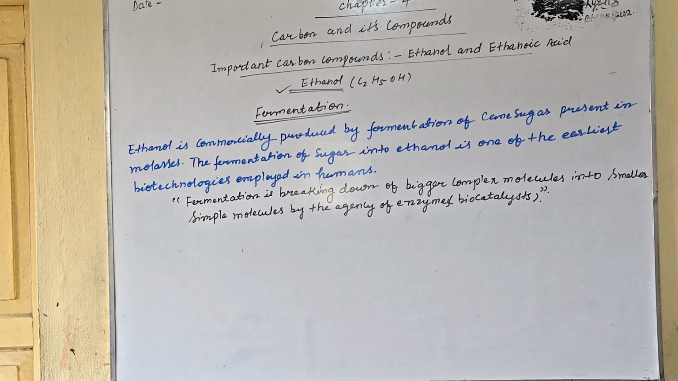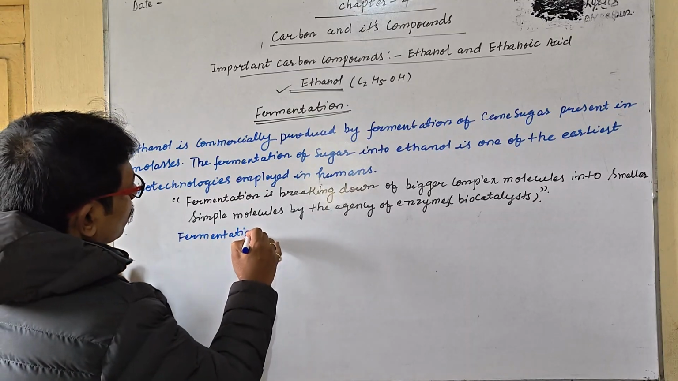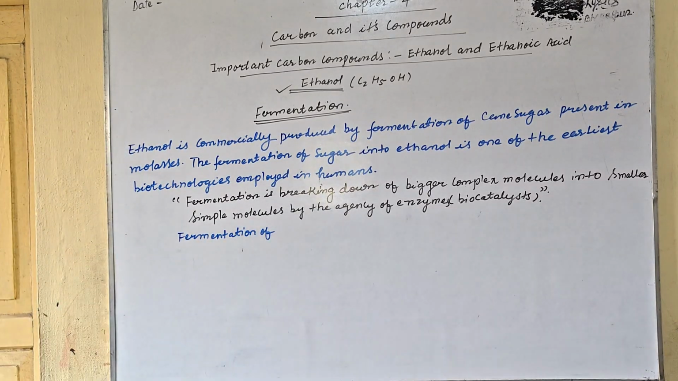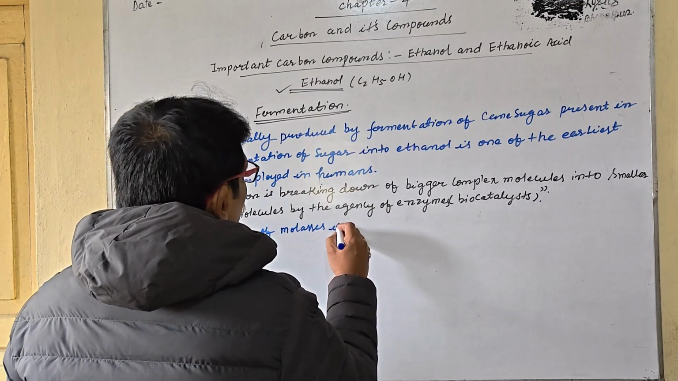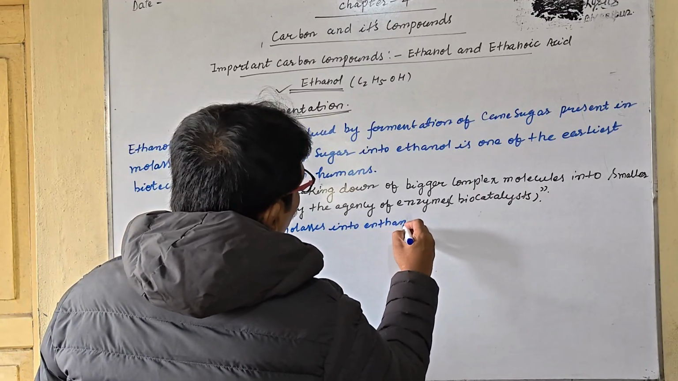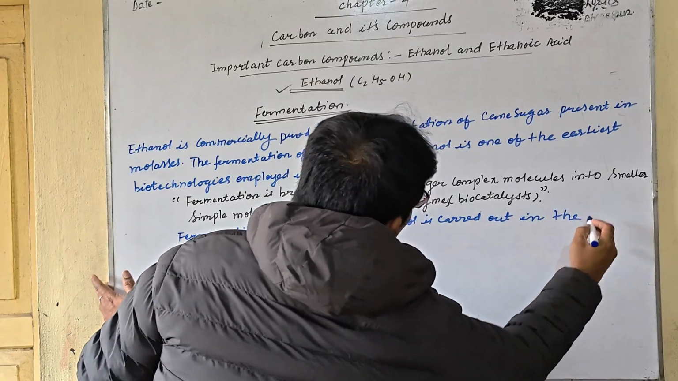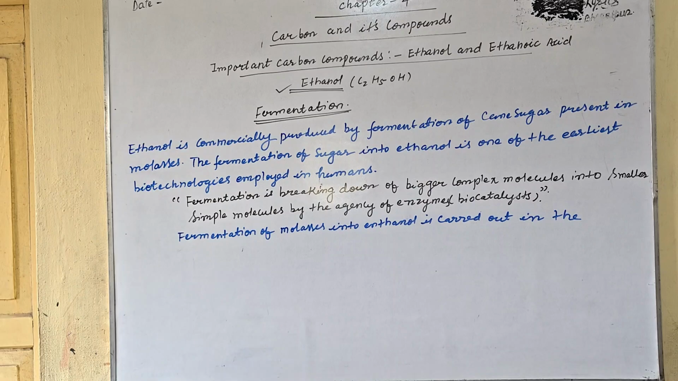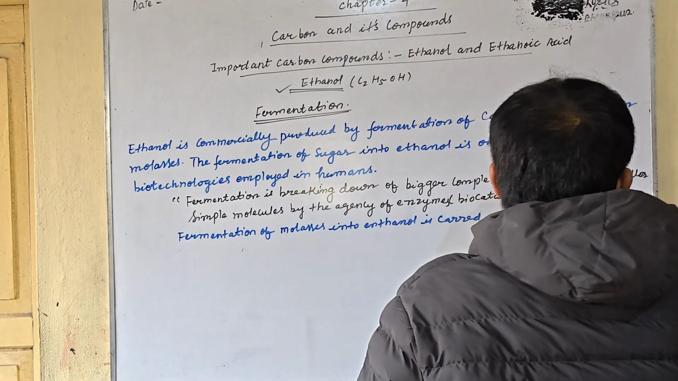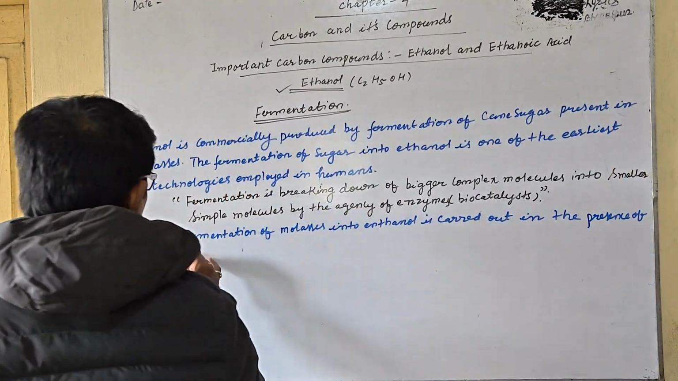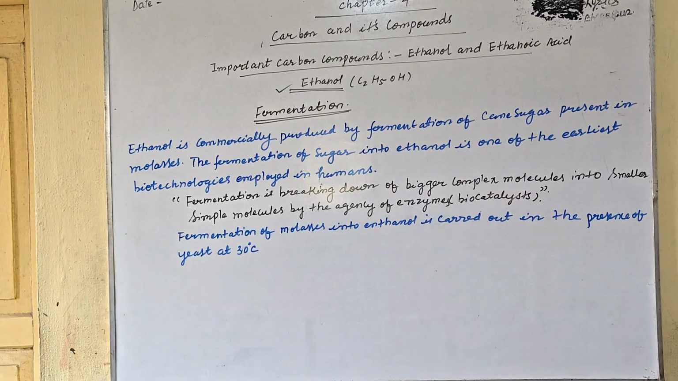Fermentation of molasses into ethanol is carried out in the presence of yeast at 30 degrees centigrade.